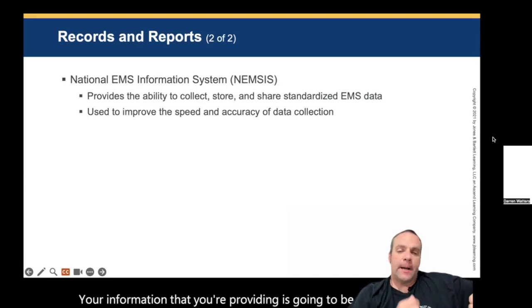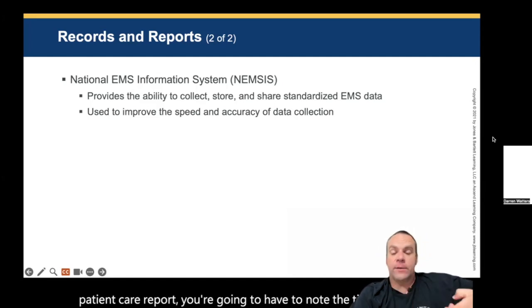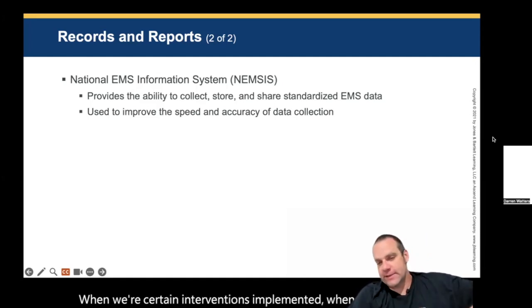In your patient care report, you're also going to have to note the time. What time were you dispatched? What time did you arrive on scene? When were certain interventions implemented? When did you transfer care? When did you arrive at the hospital? All that fun stuff.